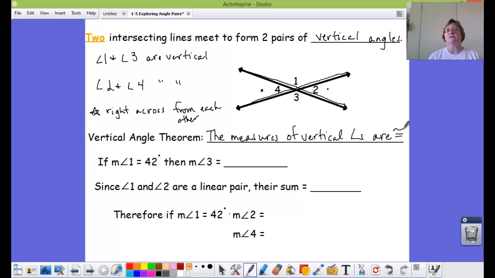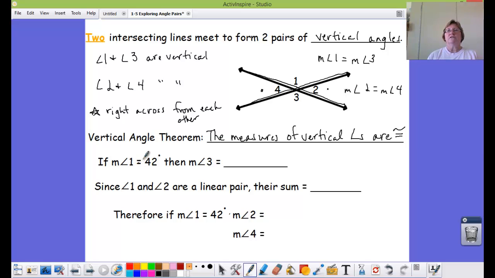And a lot of times I'll abbreviate that by saying vertical angles are congruent. They must be. Angle 1 then has to have the same measure as angle 3. So not only are they vertical, but this is where you can go a step further. The measure of angle 1 is equal to the measure of angle 3, and the measure of angle 2 is equal to the measure of angle 4 in that picture.